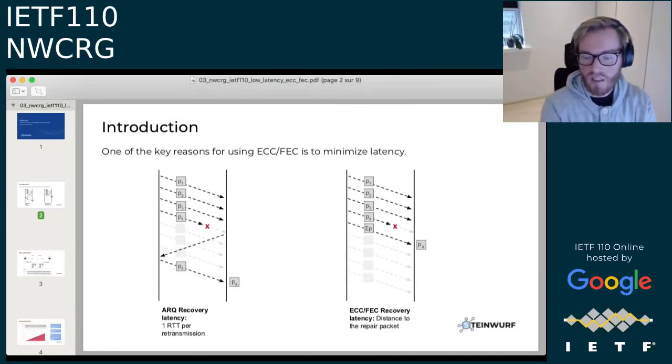But there's still some latency involved here. Although this figure seems like there's almost no latency in the recovery, that's actually not the case. And so one of the things that I want to share a little bit about today is the latency involved when using a coding approach. So if you take the next slide.